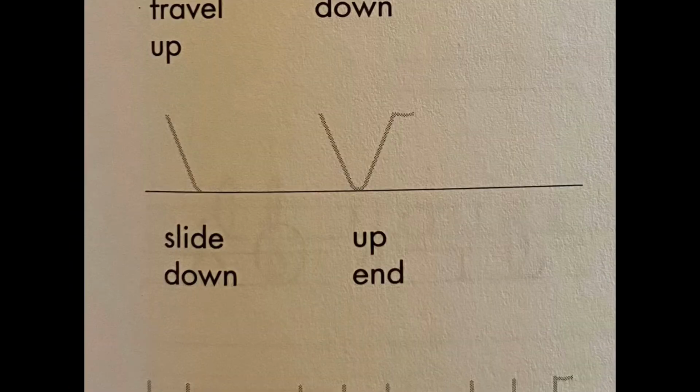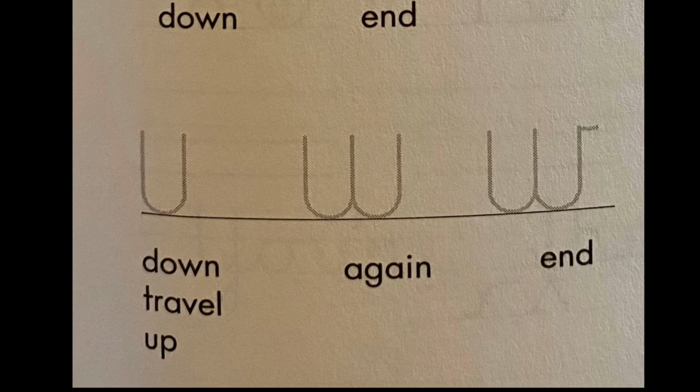Capital letter V, we slide down opposite of the movement we made for our capital letter S, and then we move back up and end with our short line. Capital letter W, much like the capital U, we move down, travel up, then we travel down and up again, and we end with a short line.